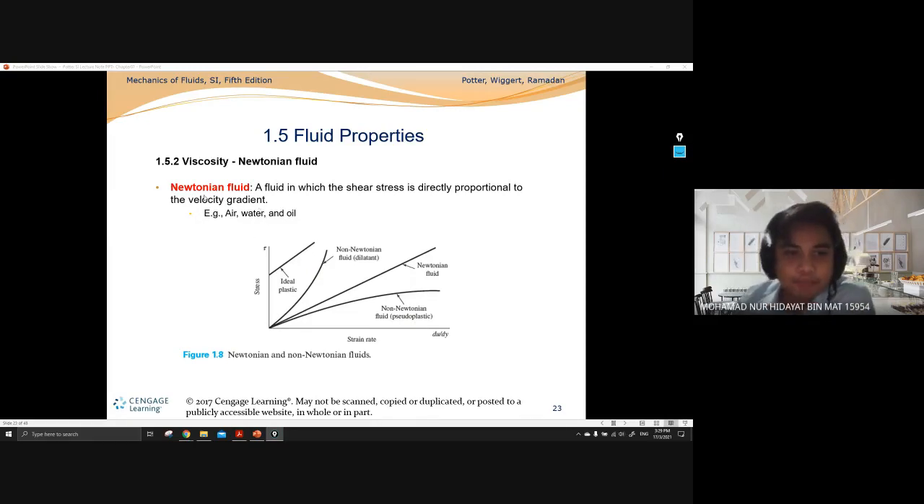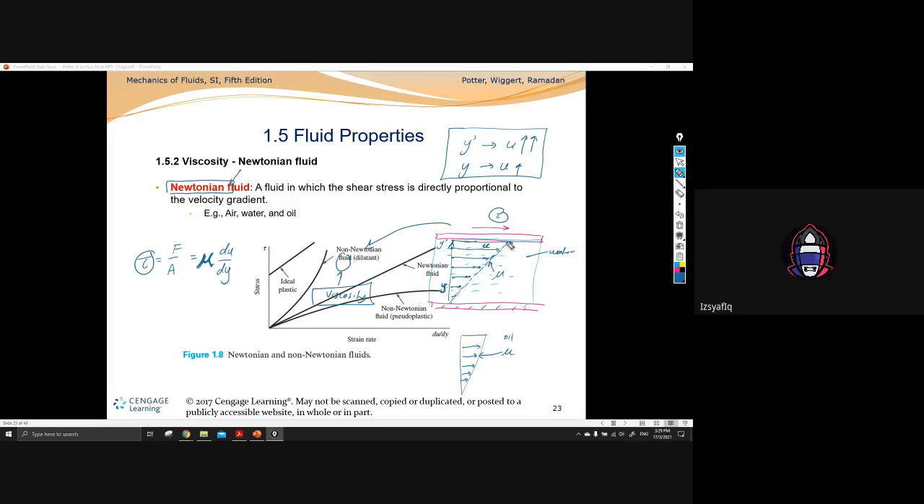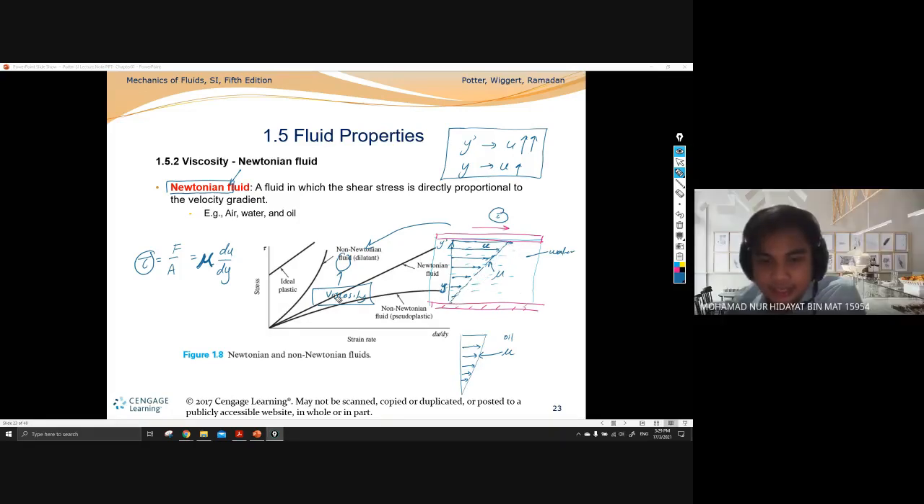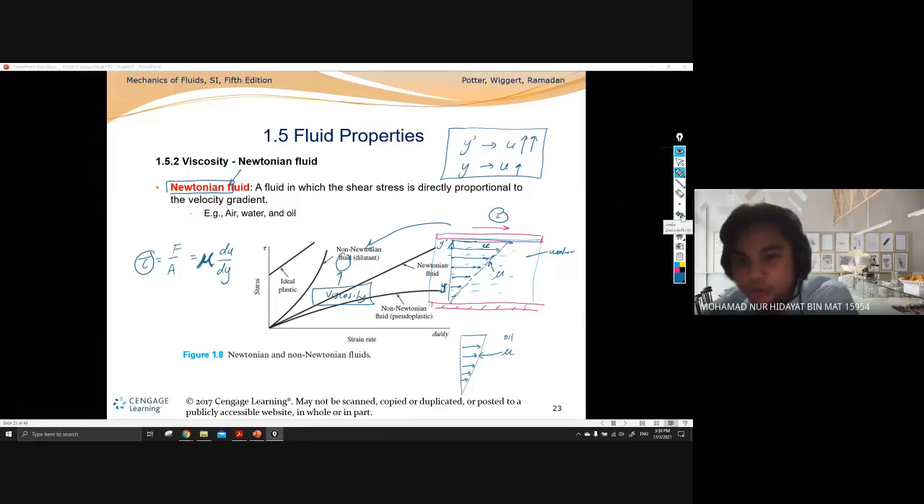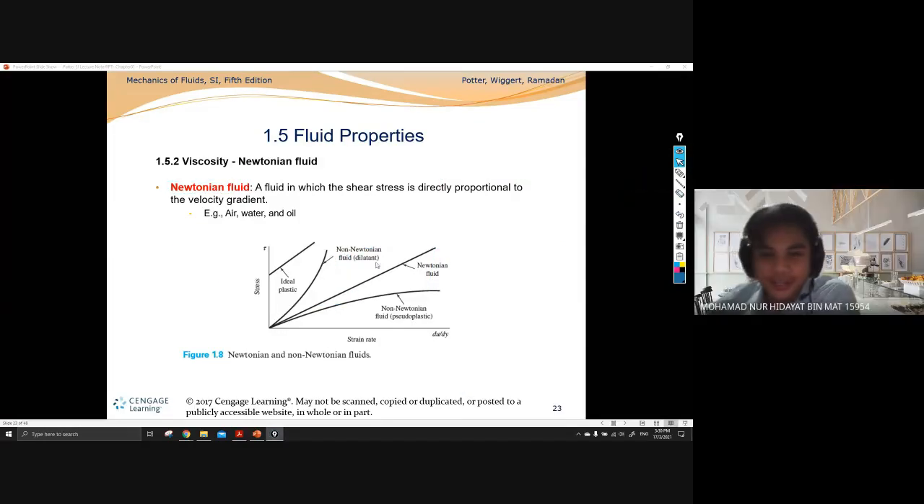This is interesting. For a Newtonian fluid, the shear stress is directly proportional to the velocity gradient. Remember that previously I gave some amount of shear stress, tau, and then the strain rate. Can you see this one, the straight line? Actually, this refers to this one. Can you see clearly? Yes, sir. I try to draw the Newtonian liquid.